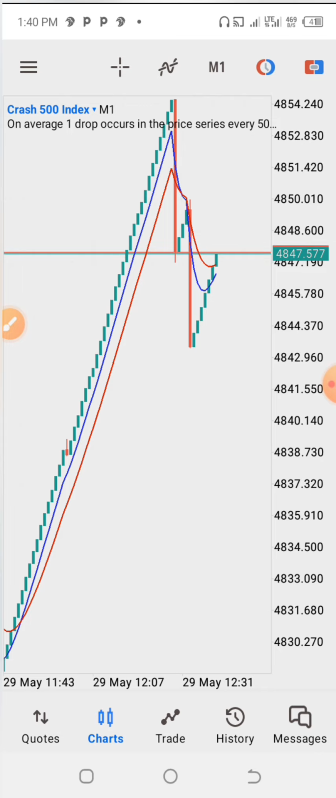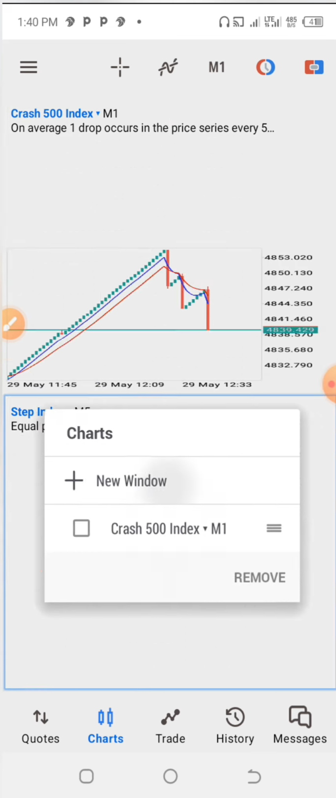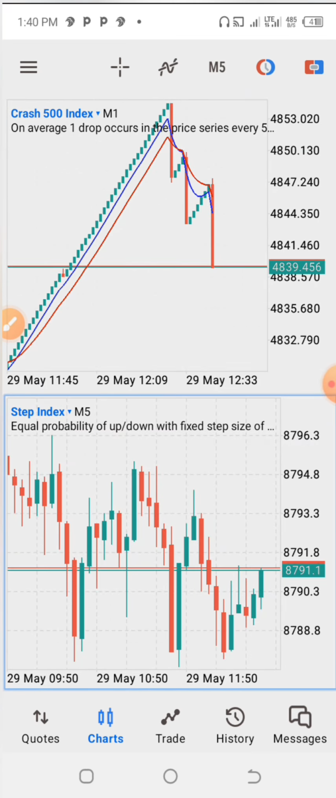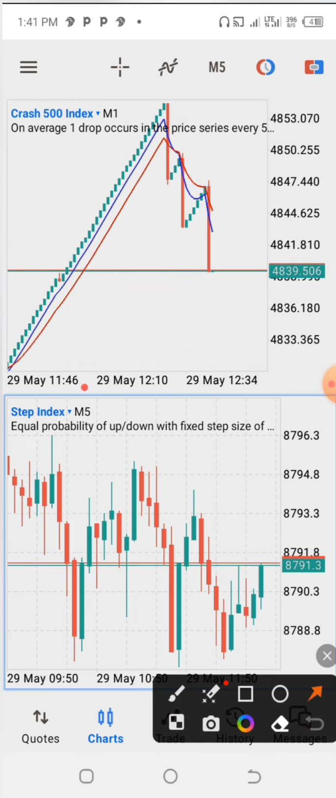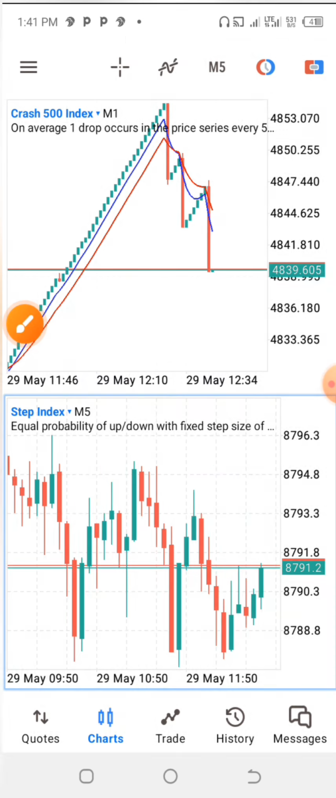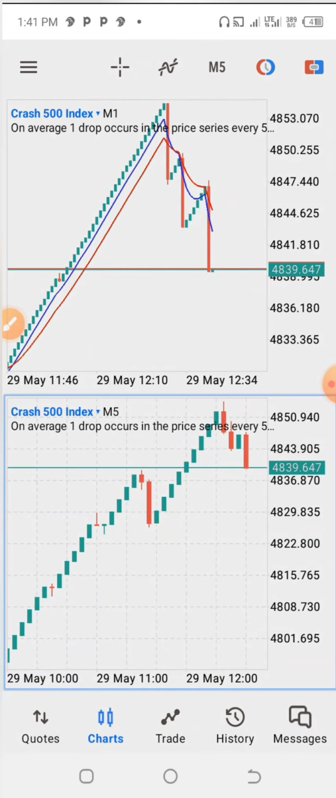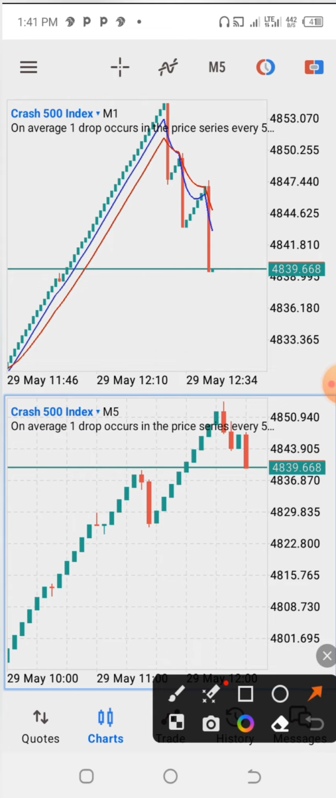This is Crash 1000, Crash 500, and you touch and have something like this. This one now is Step Index. Look at this. You can have this one as Crash 1000, as Crash 500, and also have Crash 500 below it, so that you'll be using two of them to monitor the market. Let's move on. Do you see what we have here now? Look at this. This is Crash 500, and here is Crash 500.